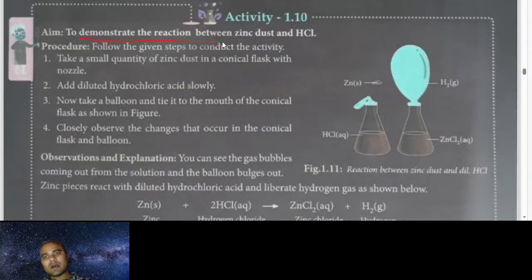Demonstrate the reaction between zinc dust and HCl. You know very well, this is the non-metal displacement reaction, student. So if you are treating zinc with HCl, friend, you take two molecules, it will give ZnCl2 plus hydrogen gas. Hydrogen gas is getting liberated, student. This is the non-metal displacement reaction.